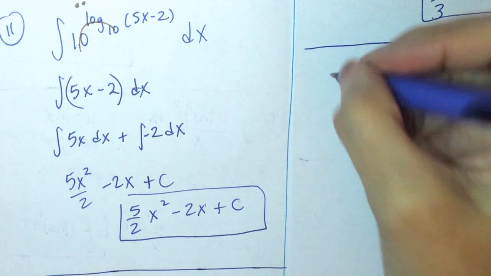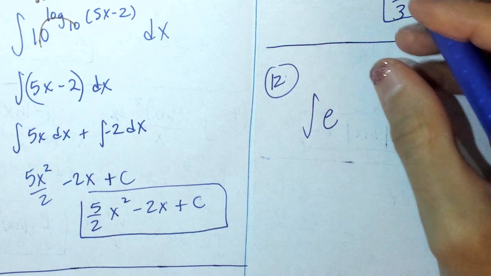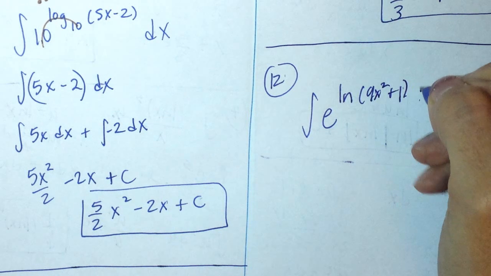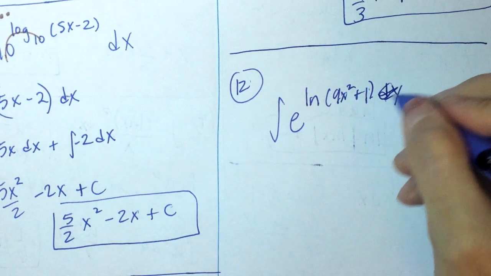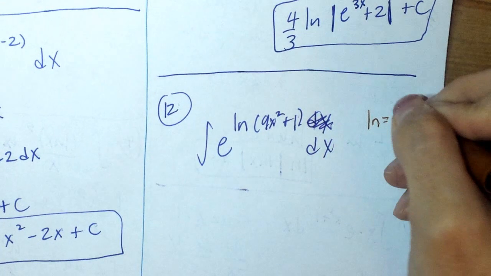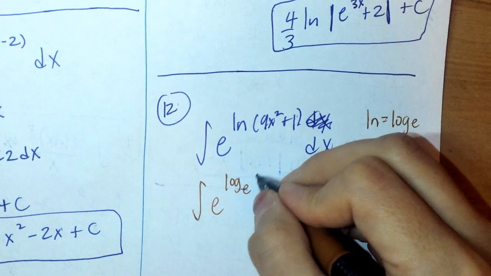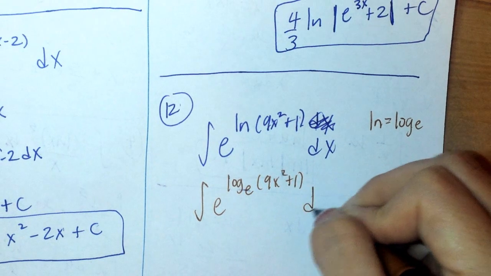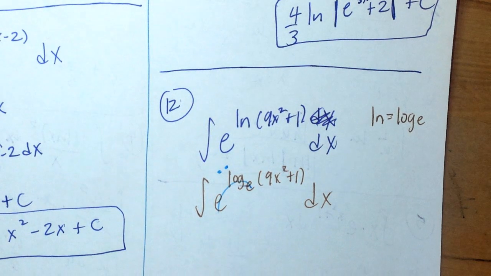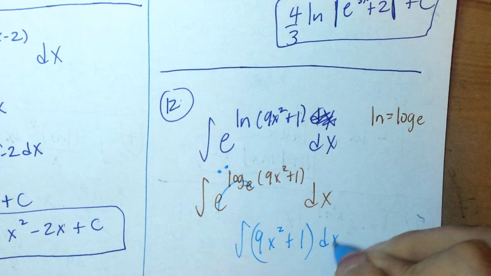Same thing for number 12, right? Look at number 12. So you have the integral of e to the ln of 9x squared plus 1 dx. Oops, the dx is supposed to be down here. Same thing. ln, guys, is the same thing as log base e. So if I rewrite this, this is the same thing as log base e of 9x squared plus 1. And this, again, is the little sad face rule where it cancels. So you just get the integral of 9x squared plus 1 dx.